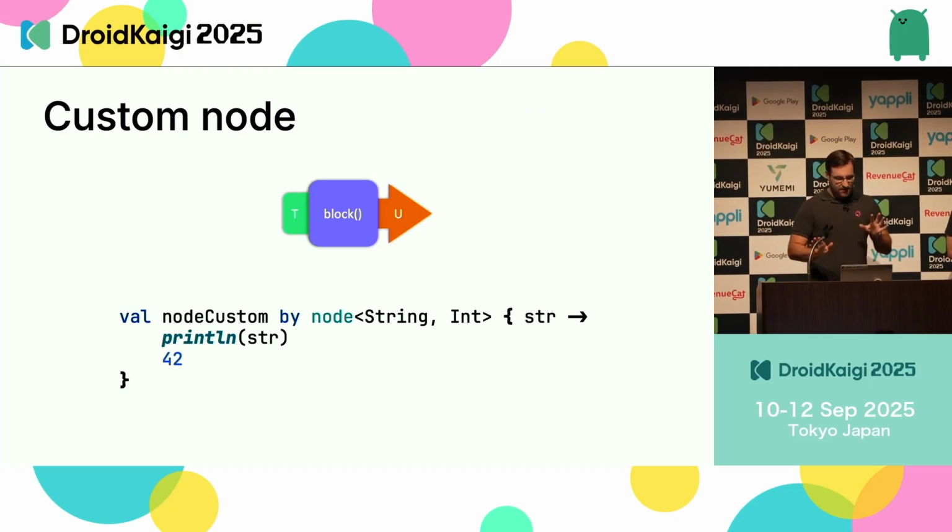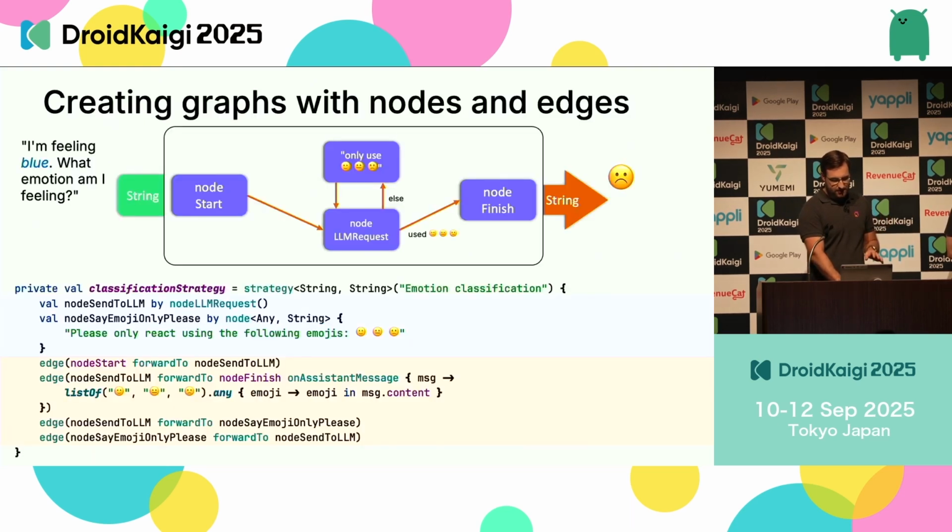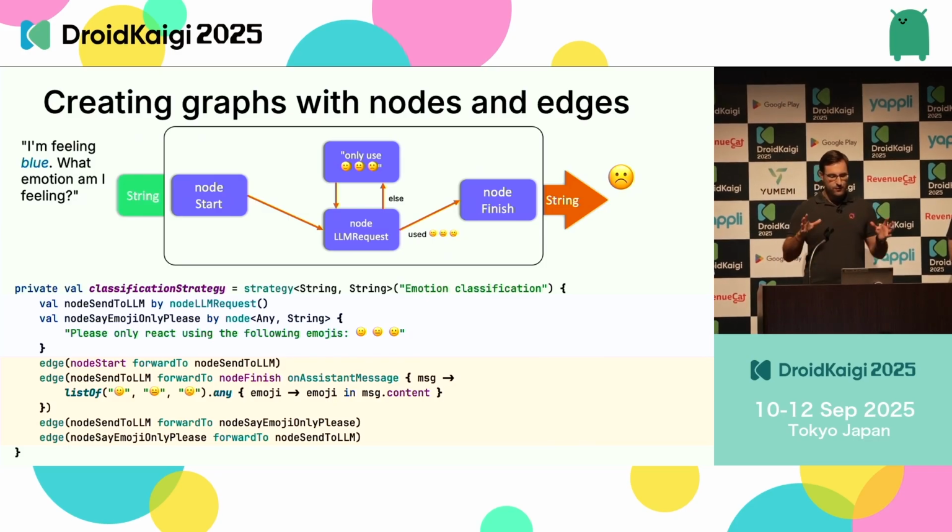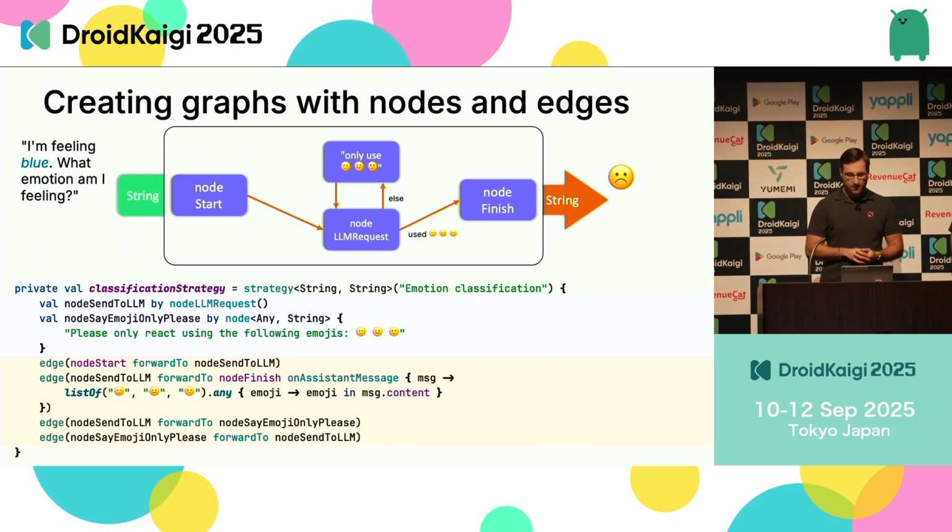Okay, we have the individual building blocks. What does it look like when we express it in Koog? Let's take a look. A lot of code, don't worry. Here we want to use an agent to classify a user input into 3 emotions that are expressed using emojis. We construct this graph that you can see up here. It takes a string, for example, I am feeling blue. What emotion am I feeling?